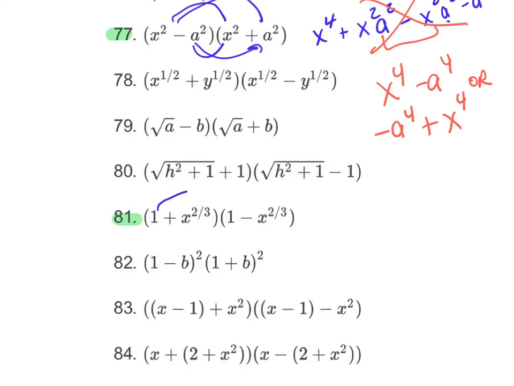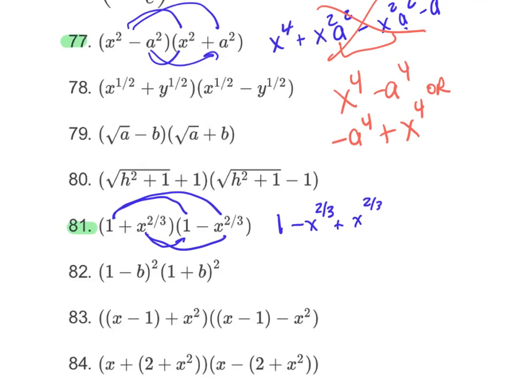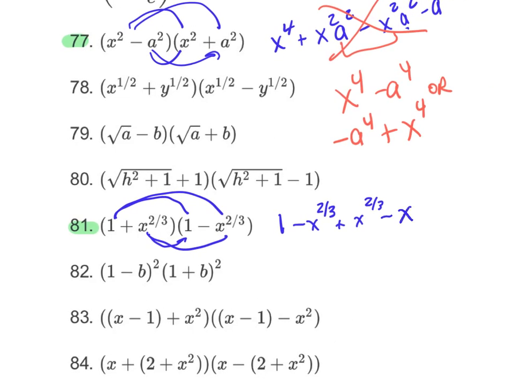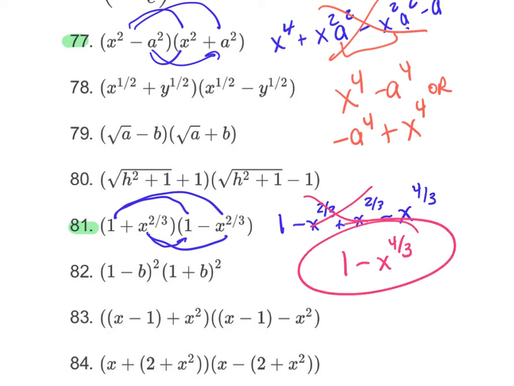All right, here we go. 81. 1 times 1 is 1. 1 times negative x to the 2/3 is just negative x to the 2/3. X to the 2/3 times 1 is positive x to the 2/3. And then x to the 2/3 and x to the 2/3, oh my gosh, what does that equal? Negative x to the what? 4/3, because we added 2/3 and 2/3. What happens here in the middle? These cancel out, so you're just left with 1 minus x to the 4/3. No problemo.